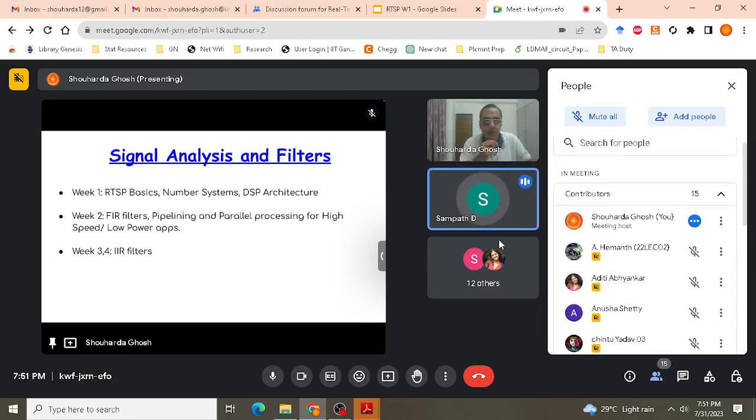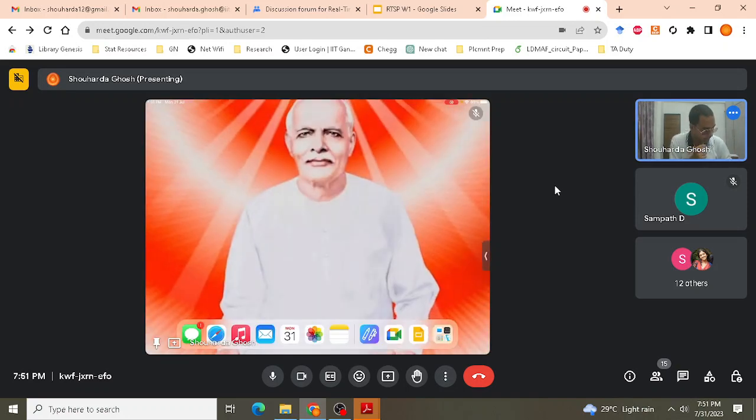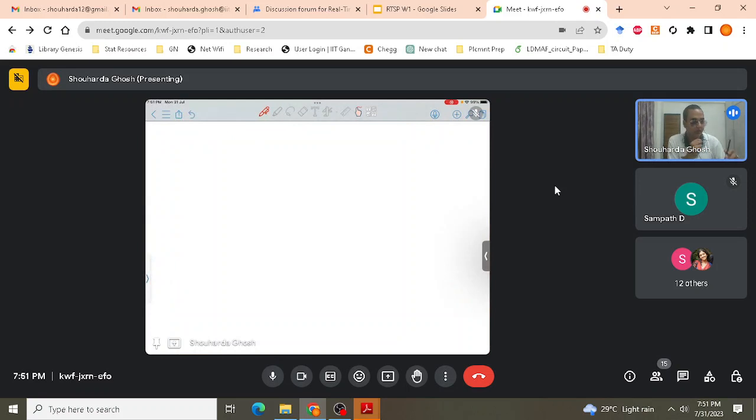Sir, how can you say the floating point one needs more power? Actually, when you have floating point representation, you have three parts: sign, magnitude, and exponent, right? So even when I have to do 2 plus 2, okay.